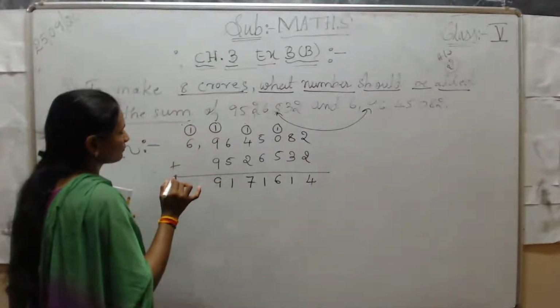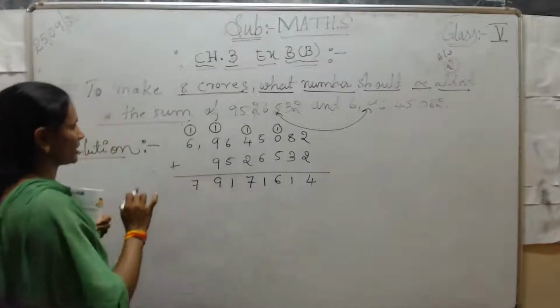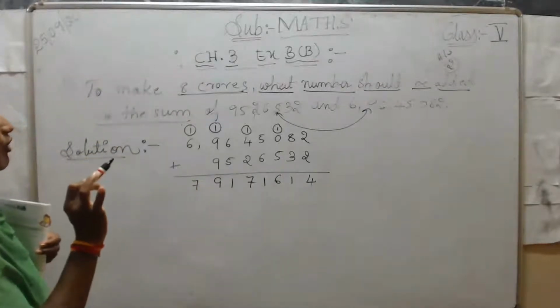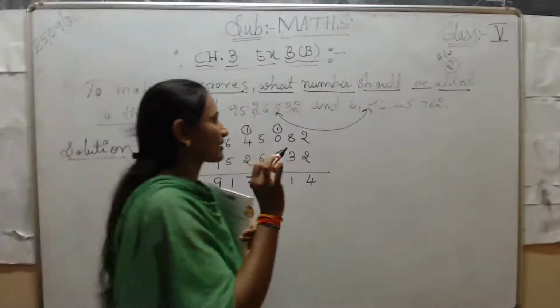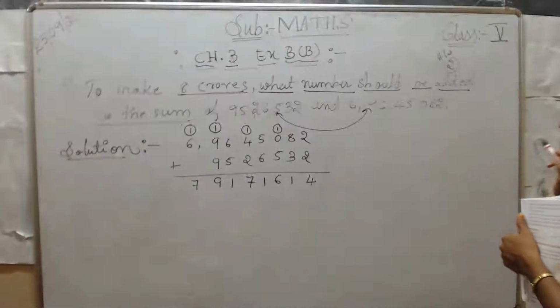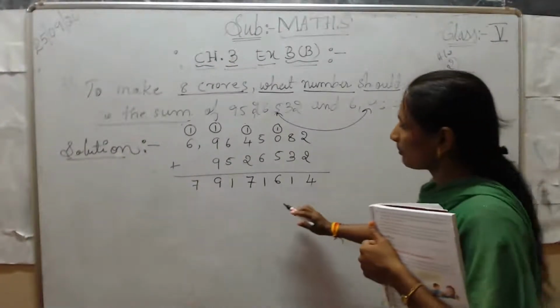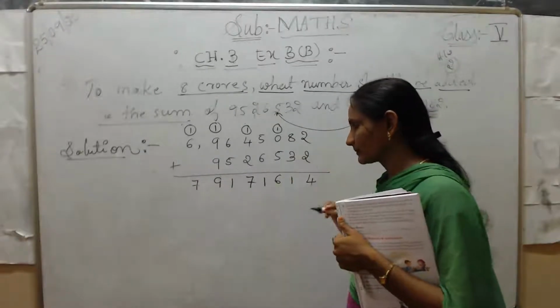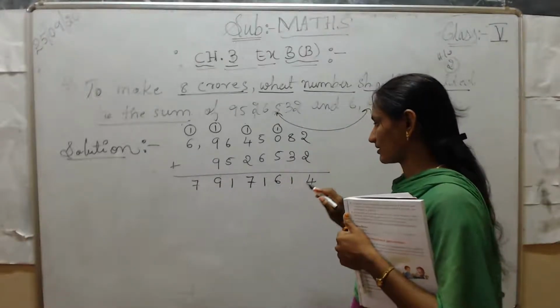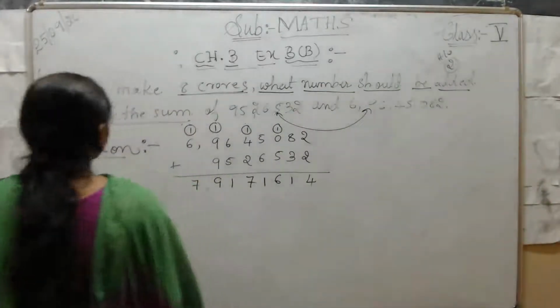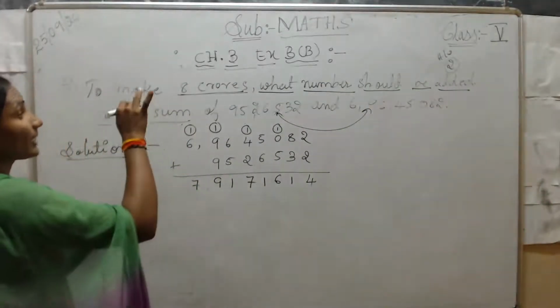6 plus 1, 7. So yes students, the question asked what number should be added to the sum of 95 lakh 26,502 and 6 crore 96 lakh 45,082. The total number is 7 crore 91 lakh 71,614. Yes students, understood?